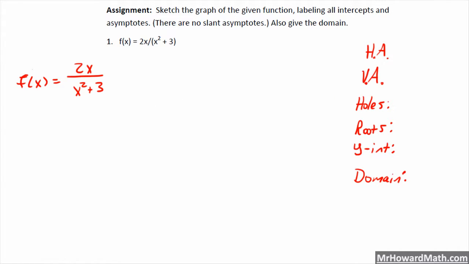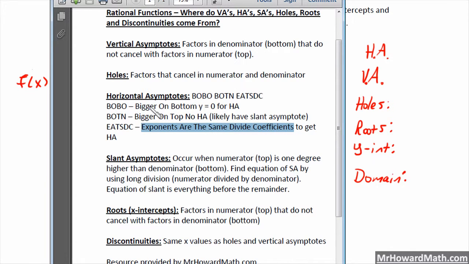Now we start looking through our list. Horizontal asymptotes, that's our acronym. I have several videos where we discuss this, but the acronym is BOBO BOTN EATSDC. BOBO stands for if it is bigger on bottom, meaning the biggest exponent is on bottom, your horizontal asymptote is y equals 0. If it's bigger on top, there is no horizontal asymptote, but you likely have a slant. That's only if the degree is 1 larger in the numerator. If exponents are the same, divide the coefficients. That's what the EATSDC stands for.